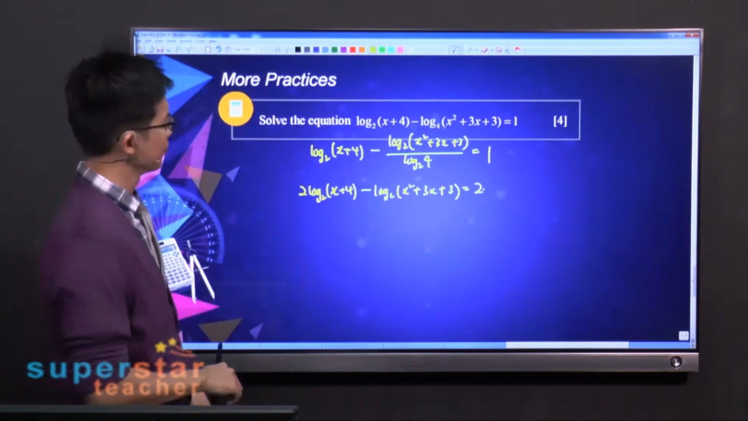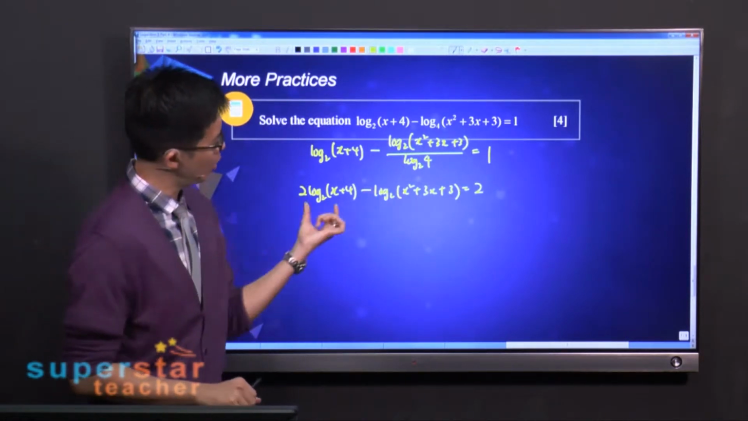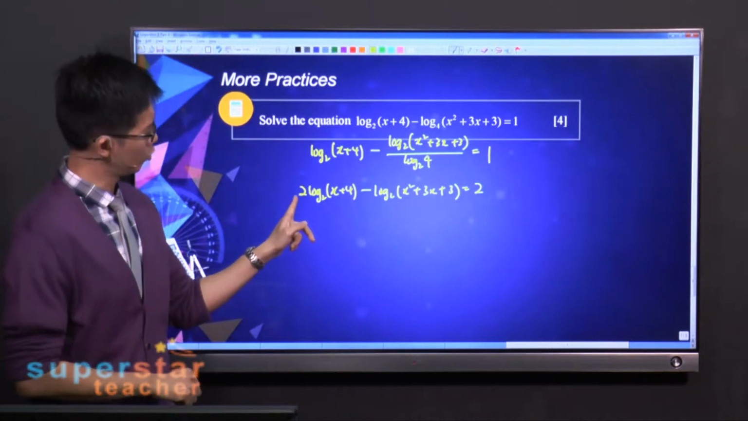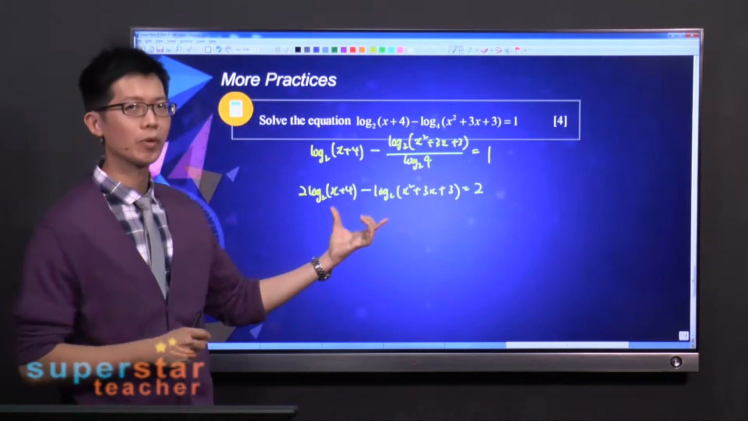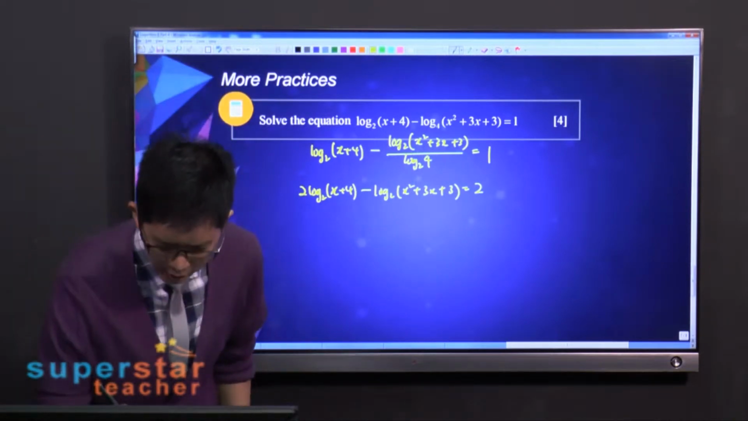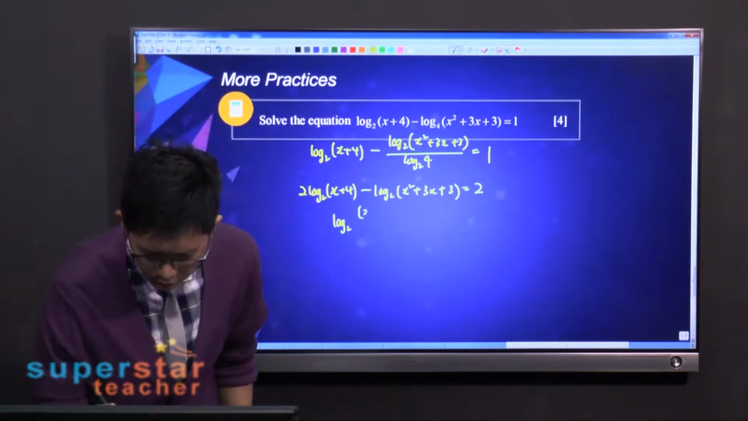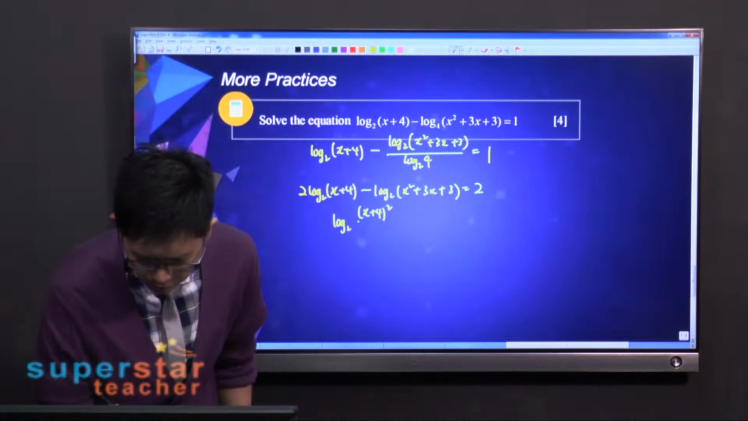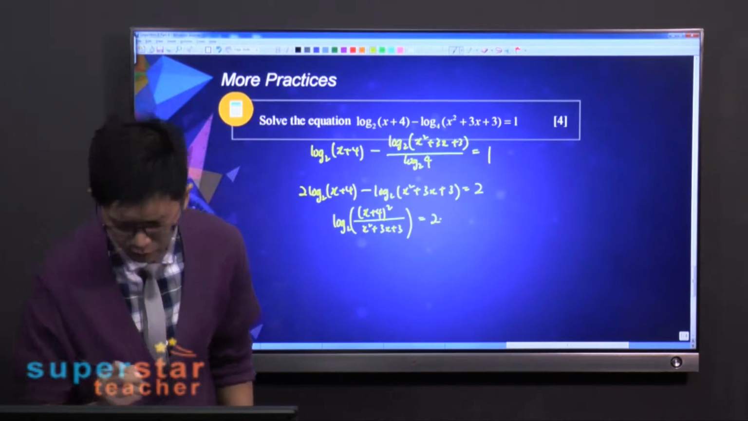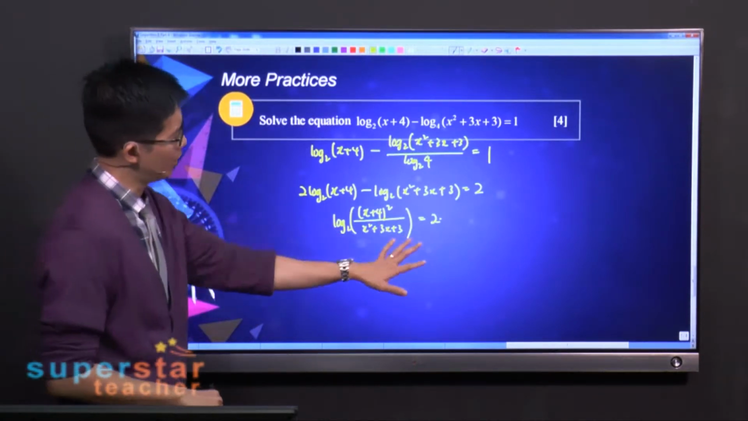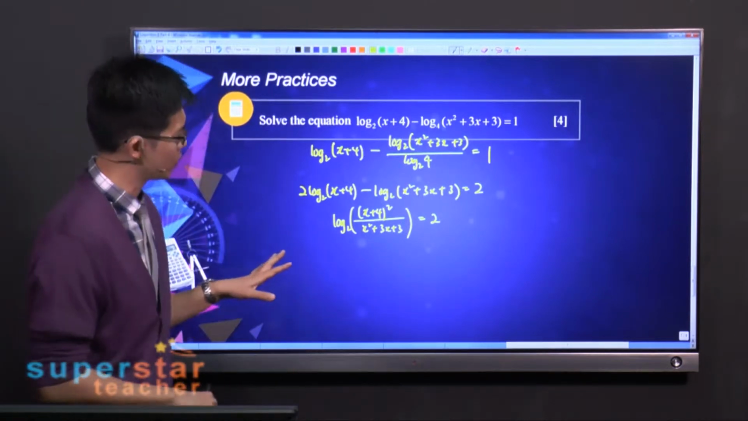Okay, here we go. And of course, we do see a log minus another log, but this being a 2, it doesn't work, so you've got to bring the power up first. Bring the power up, then it becomes what we call the quotient law. So we're going to have this one squared, divided by this, equals 2.